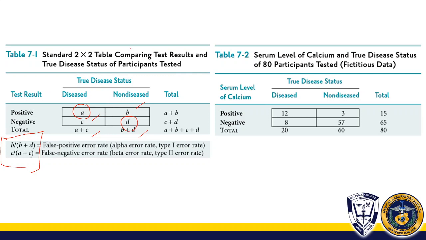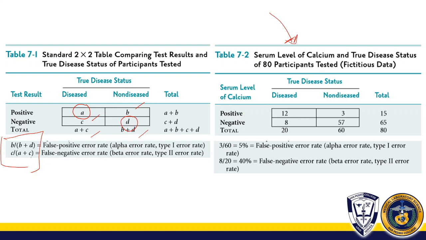So, going back to the example we also used, regarding serum level of calcium and the true disease status, it is the same here. So, what would be your false positive error rate? That would be 5% for false positive and 40% for false negative.